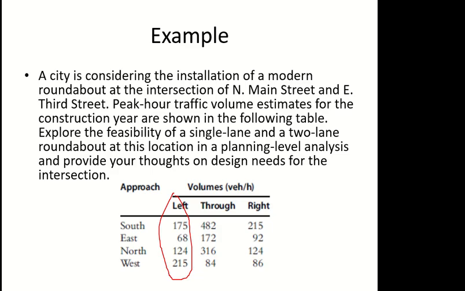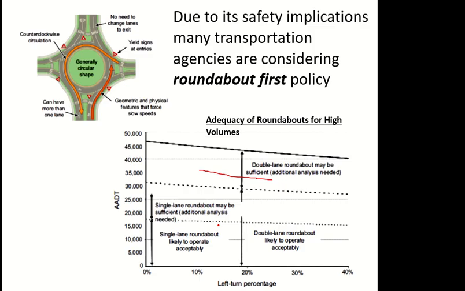Okay, so now I have ADT and I have the percentage of left turning. Percentage left turning 27%, somewhere here, and the volume 21,000 something, right? So I'm here. Okay, if I meet them, I come here. Okay, so this is for the double lane. So if you are on this side, double lane. If you are on this side, double lane. Only this small portion is single lane.